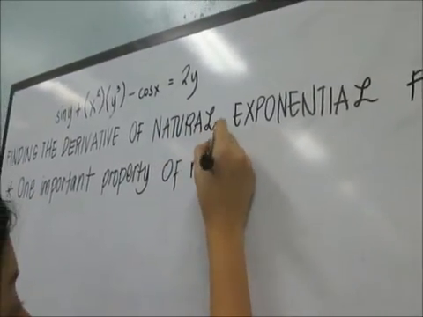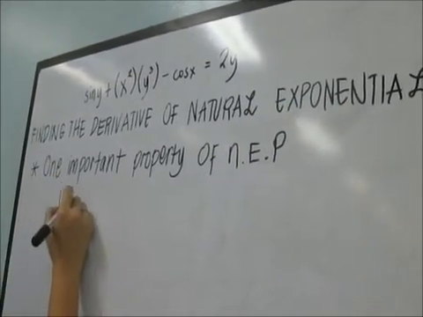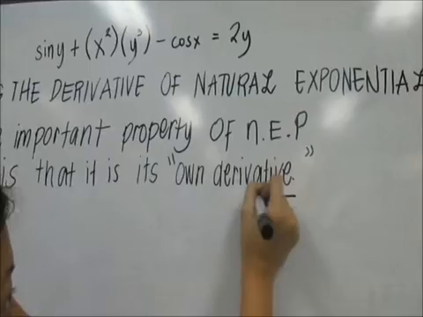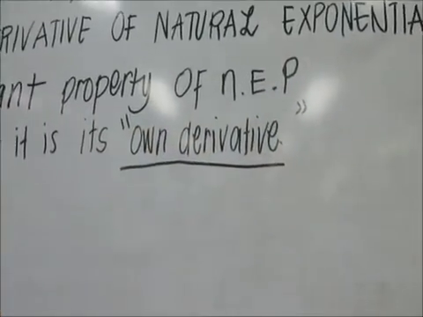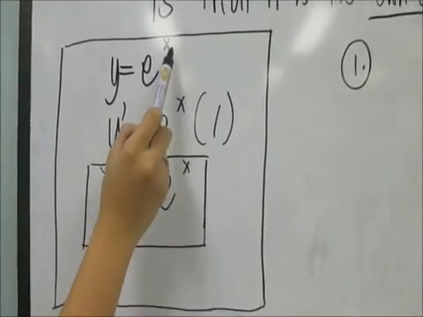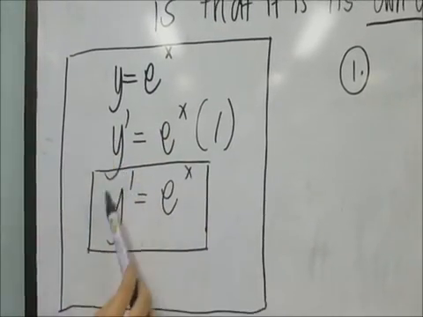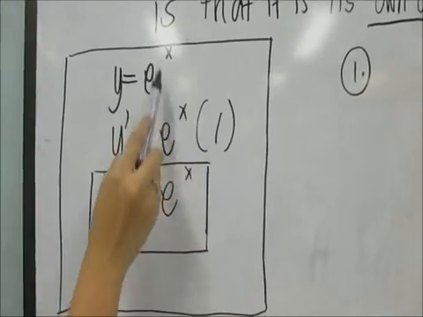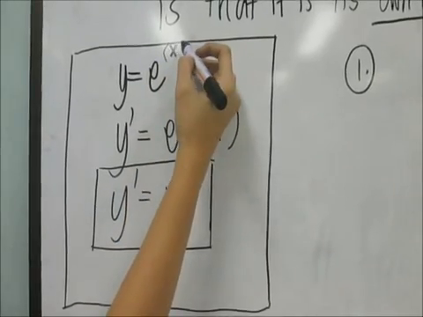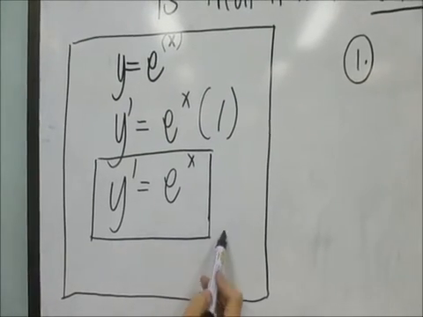So, in finding the derivative of the natural exponential function, one important property of the natural exponential function is that it is its own derivative. So we have the equation y = e^x. Finding its derivative, we have y prime equal to just copy e^x and then multiply it with the derivative of x, which is 1. So y prime is still e^x.